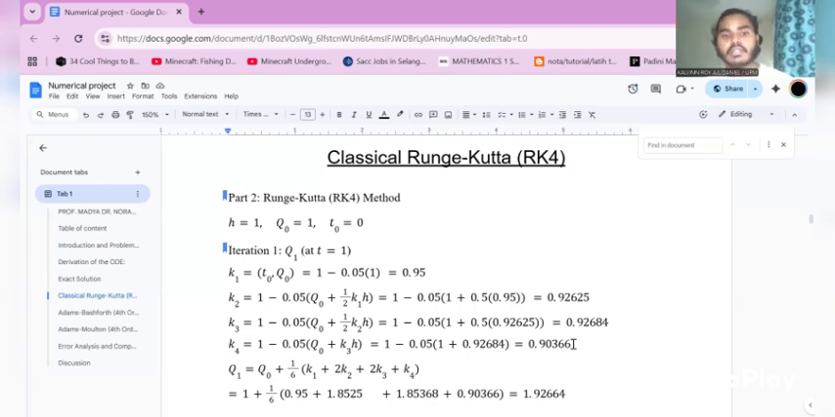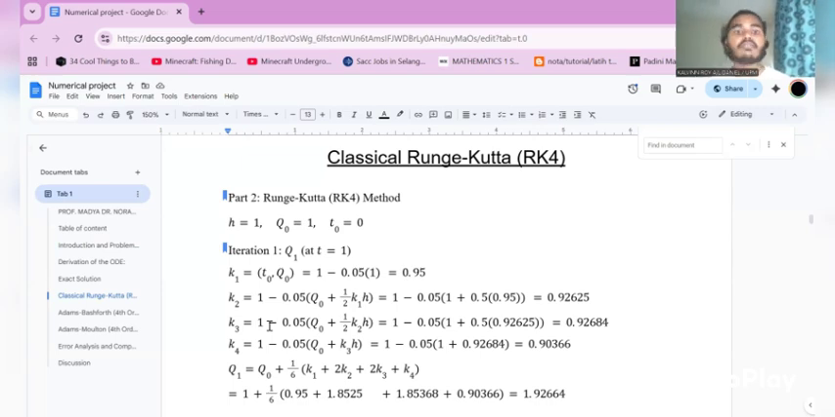When you look at Q1, K1 is just the beginning slope, or beginning increment, at our starting point, which is t naught and Q naught. We add in the given initial values, and then we identify K2. K2 is the next slope, or next increment, which we use to estimate the midpoint. Same with K3: we refine the midpoint using K2 to identify K3. And in K4, we have the end interval using K3.